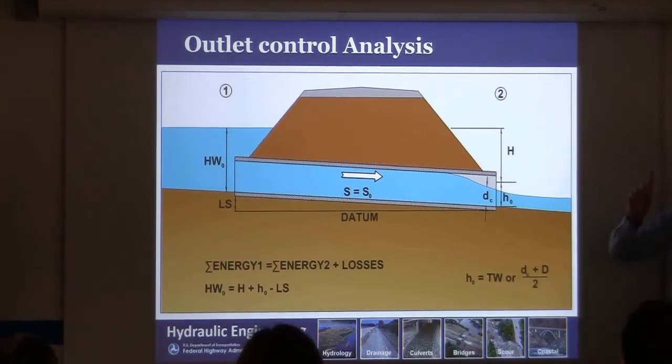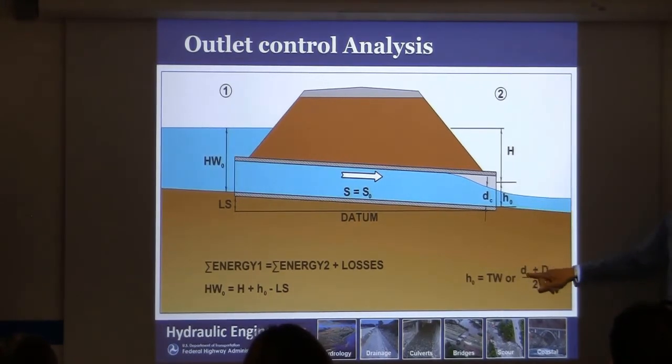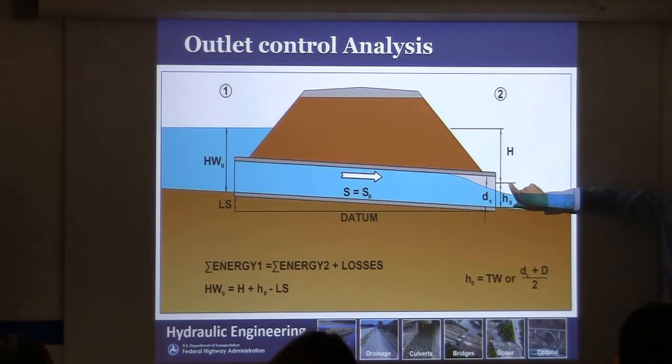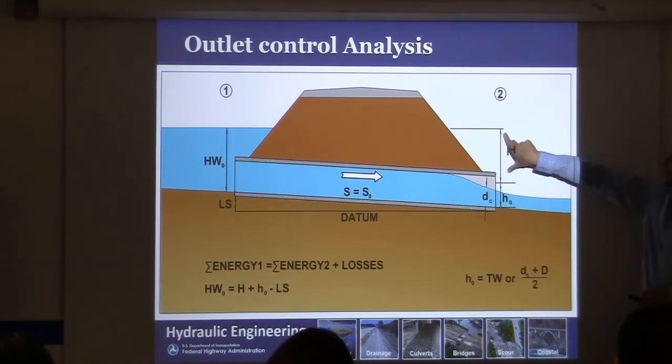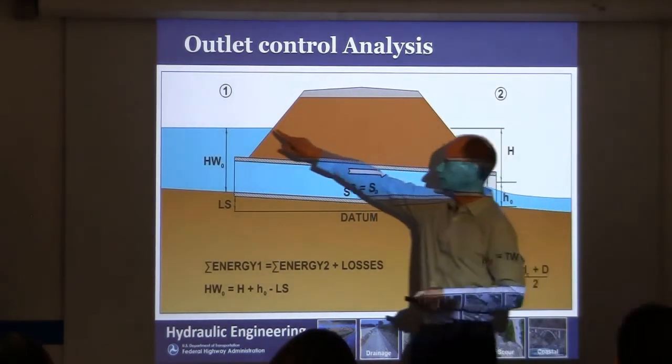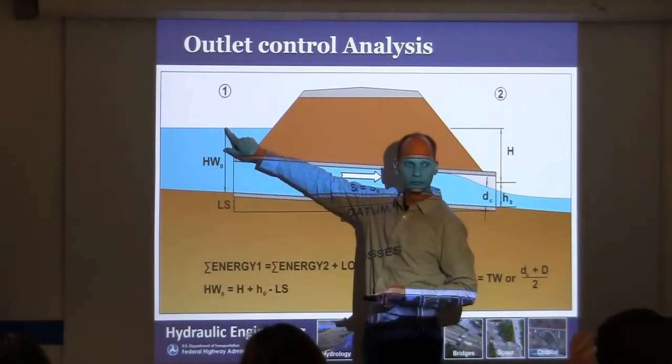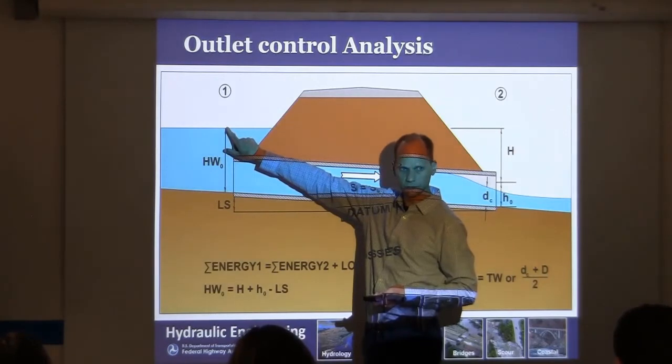So what we're going to do in our calculations, we're actually going to compare the low tailwater with D sub C plus D over 2, and we're going to use the larger of those two values as our hydraulic grade line value here. Add on energy losses, and then come up here through balancing the energy equation and say this is our total energy up here, neglecting V squared over 2G.